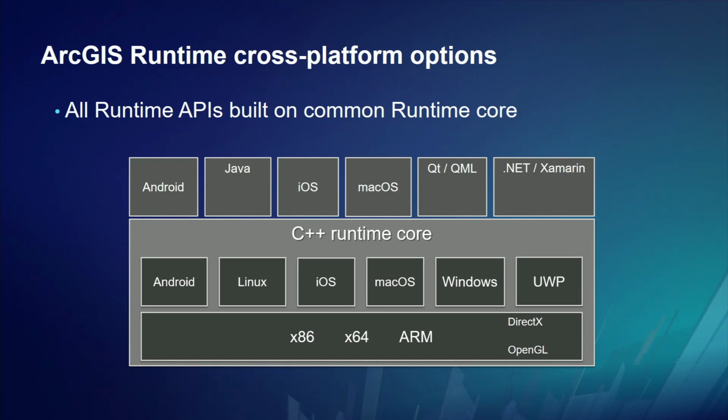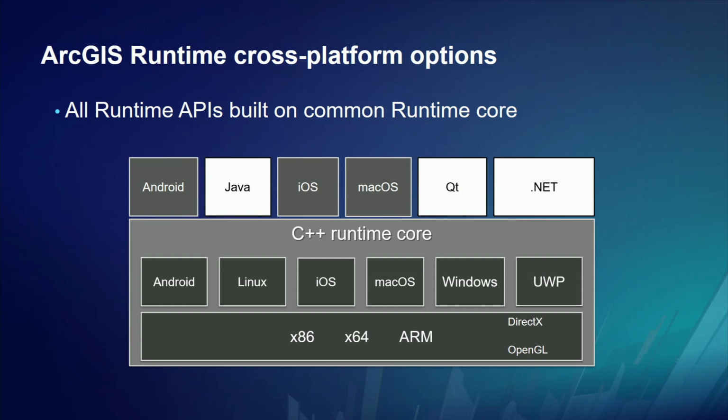We then expose that ArcGIS Runtime capability to you in Android, Java, iOS, macOS, Qt, and .NET. So those are the SDKs that are available to you as developers that have the public API that you develop against to build your applications. And there are three that provide cross-platform options: Java, Qt, and .NET. And those are the SDKs that we'll take a look at in this session.